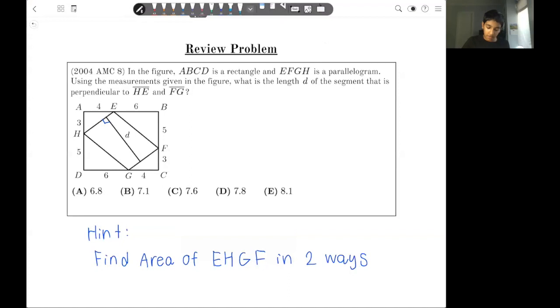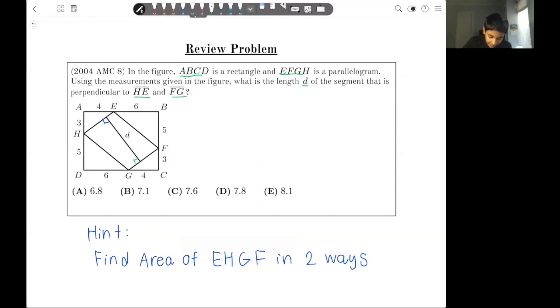So basically in this problem, in this figure, ABCD is a rectangle and EFGH is a parallelogram. Using the measurements given in the figure, what is the length D of a segment that is perpendicular to HE and FG? So let's just mark 90-degree angles.